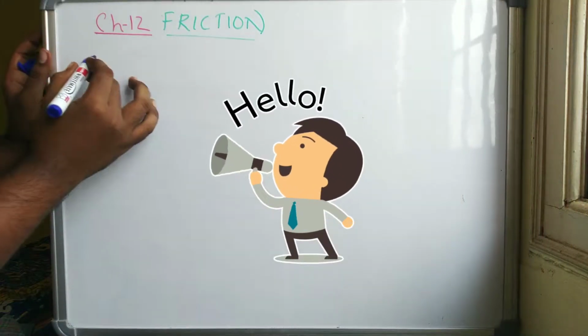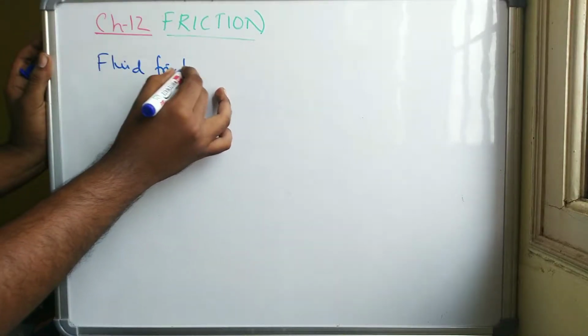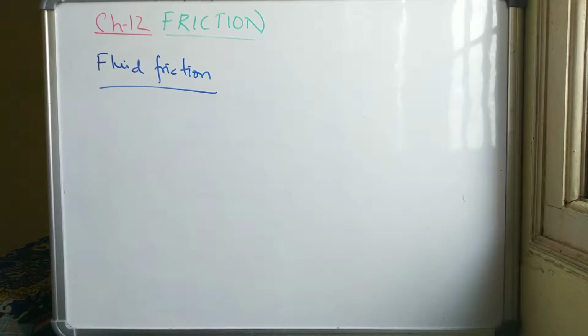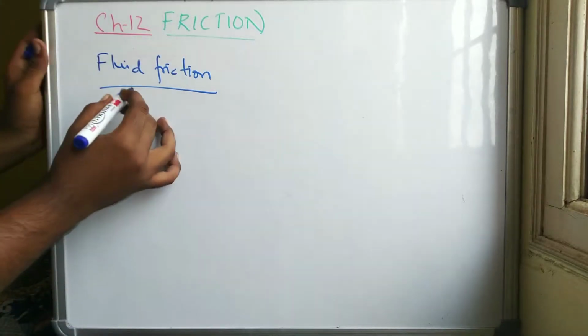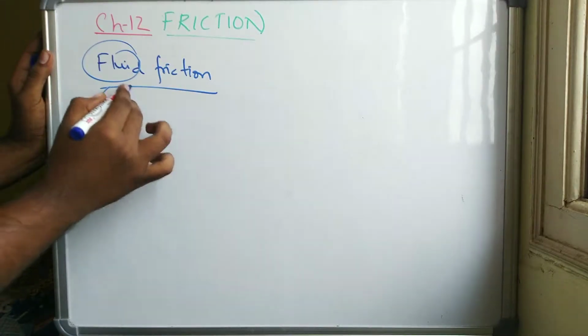In this video we'll be discussing fluid friction. What do you understand by the word fluid friction? Fluid basically means liquids as well as gases. Fluid is a combination of what? Liquids as well as gases.